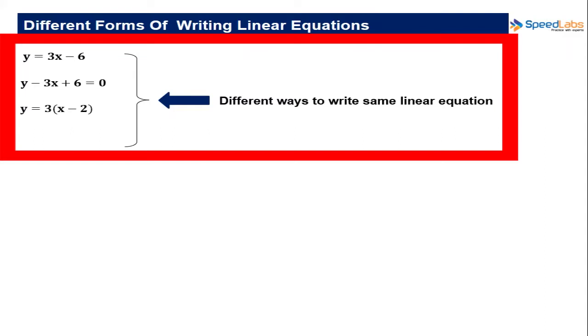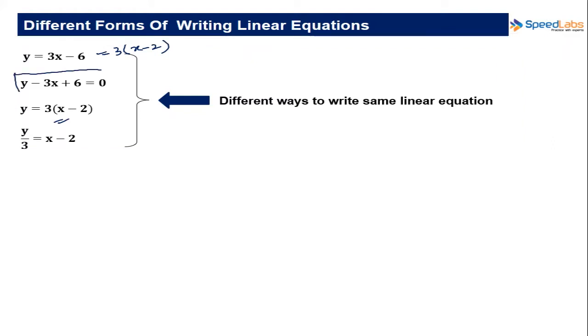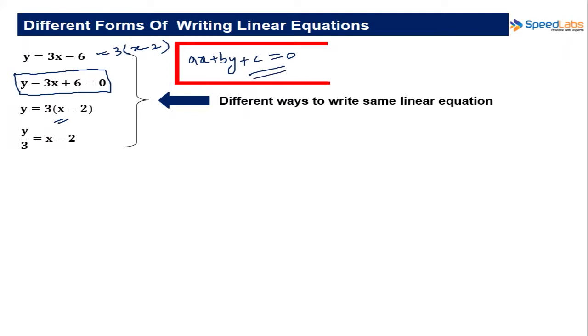Now from the first equation, you can take 3 common. If you take 3 common, it looks like 3 into x minus 2. So you can write it like this also. And what else can I do? Divide this 3 to the other side, so the equation becomes y/3 is equal to x minus 2. So in all the cases, at the end of the day, you have to convert it into this form. Why? Because the standard form we studied is ax plus by plus c is equal to 0. So always try to convert the given equation in this form to compare the coefficients and to find out the value of coefficients.